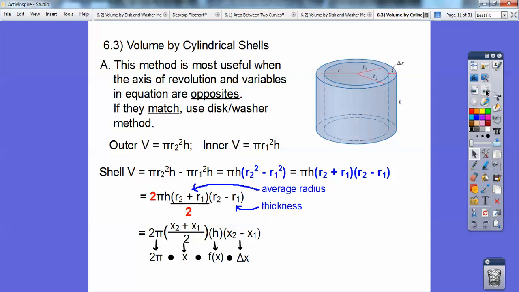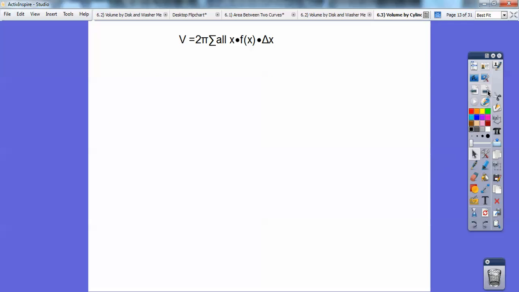So what happens is my volume, this is still my volume, is 2 pi times the sum of all the x's times the f of x's times the delta x's. So that's what I have right here. Remember, this is my integral part, so I'm going to just insert my integral part right there.